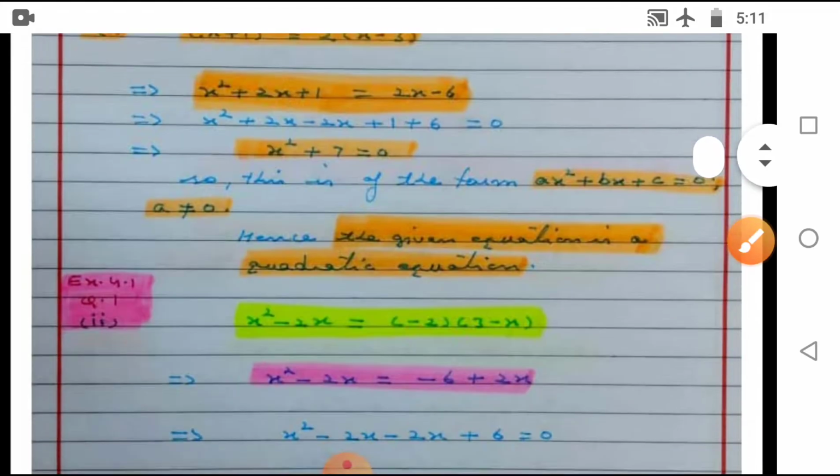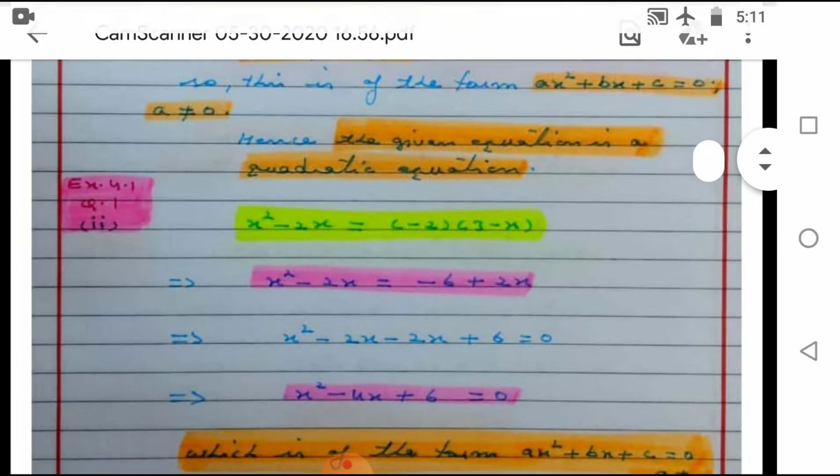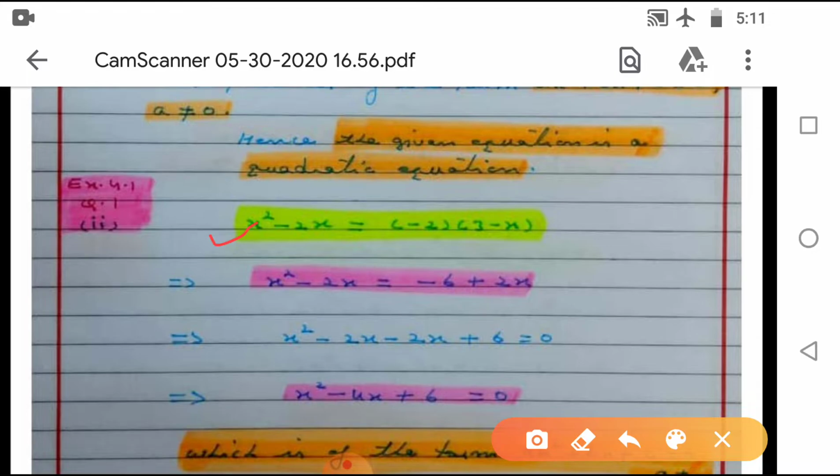Now, come to the second part of question number 1. The question is x square minus 2x is equal to minus 2 into (3 minus x). So we get x square minus 2x is equal to minus 6 plus 2x, when you multiply minus 2 with (3 minus x). Finally, the equation is x square minus 4x plus 6 is equal to 0.